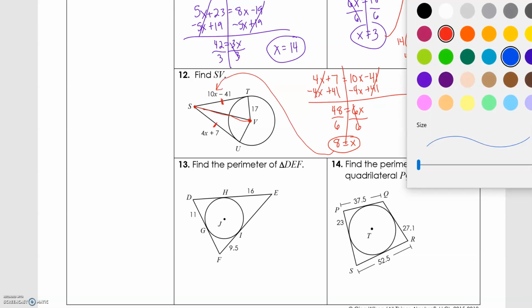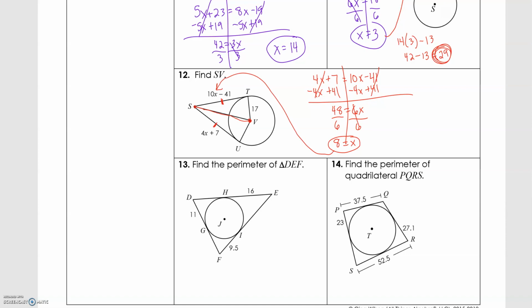Let me change colors. So for ST, it would be 10 times 8, which is 80, minus 41, which gives us 39. Let me fix that. Oh, it's not working. What the heck? Okay, so it equals 39.